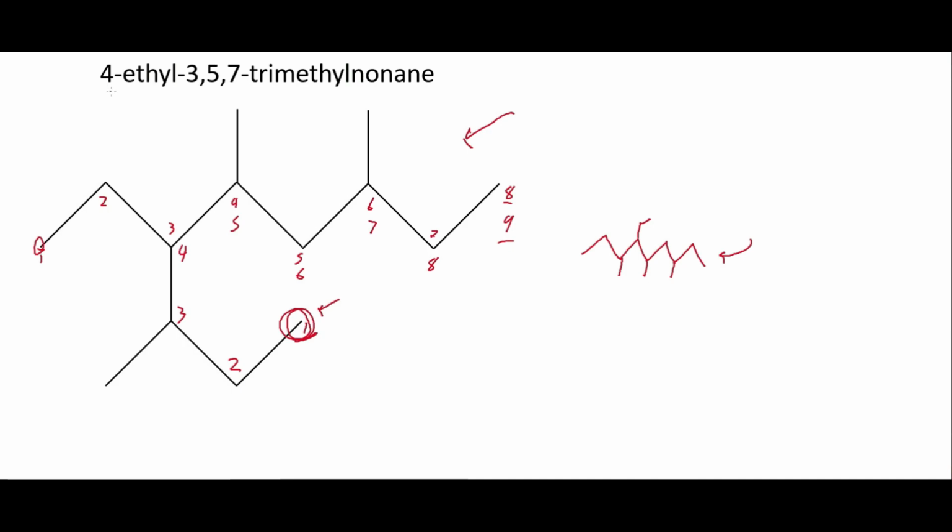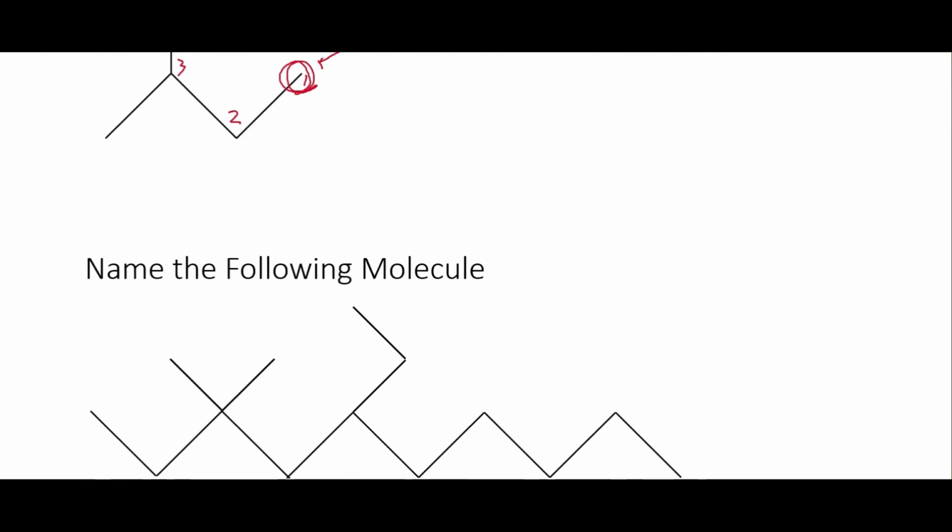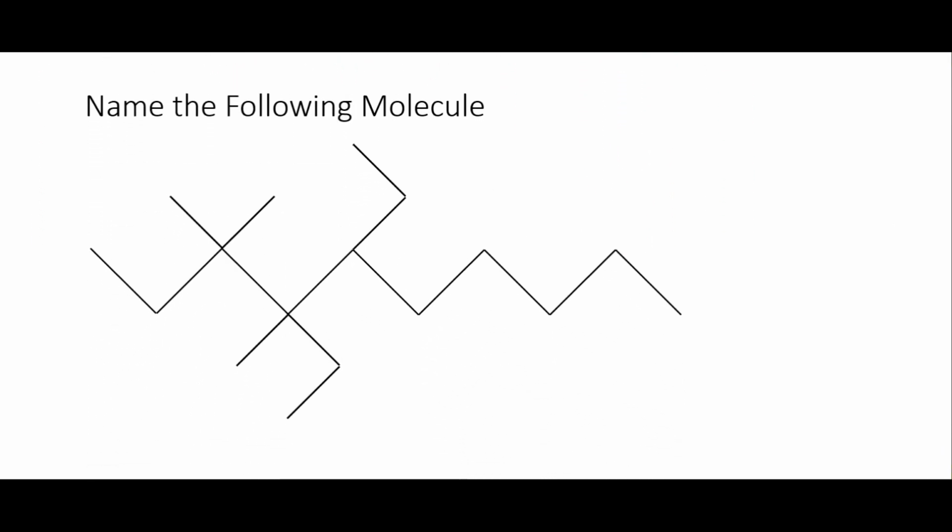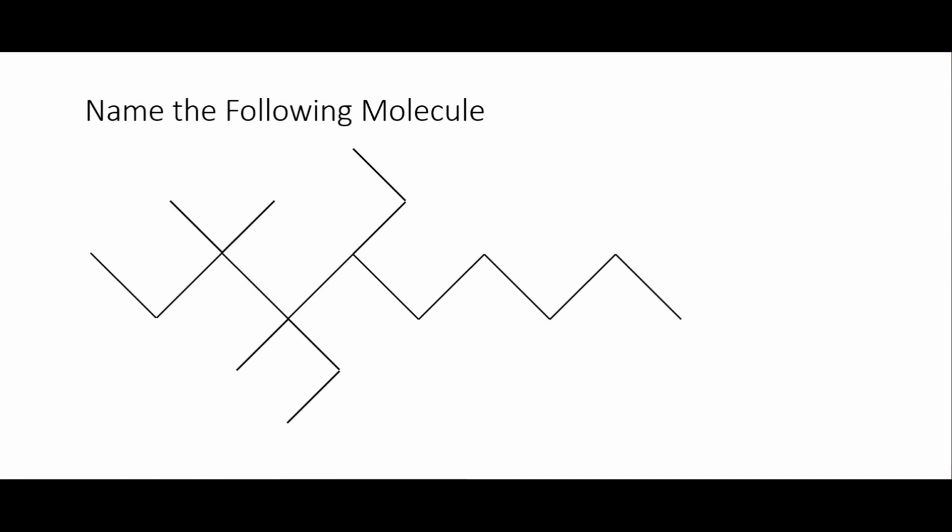So the name for this would actually be 4-ethyl, because we have the ethyl on our fourth carbon right here, 3,5,7 trimethyl nonane. So that's our 9-carbon linear chain, so the nonane there. So 4-ethyl 3,5,7 trimethyl nonane. All right, and so then we could try naming this molecule. So I encourage you to pause this video and try naming it yourself before I go through it.